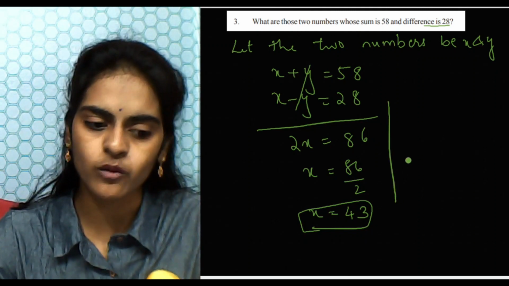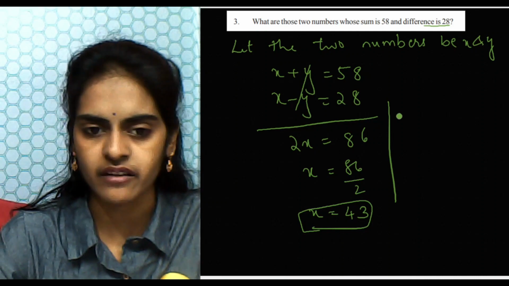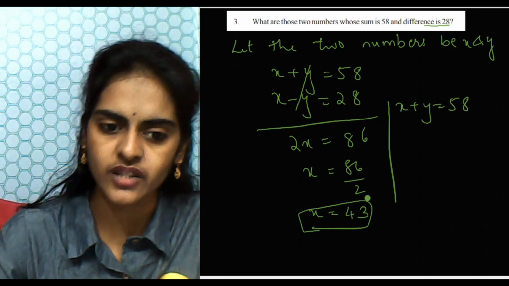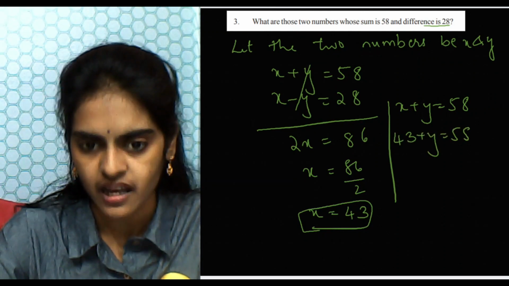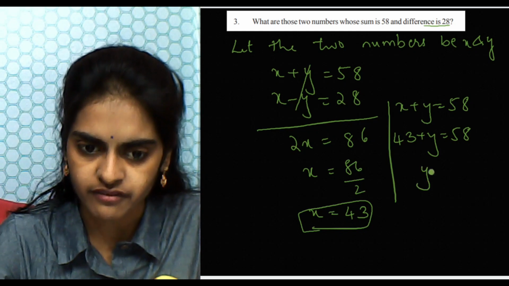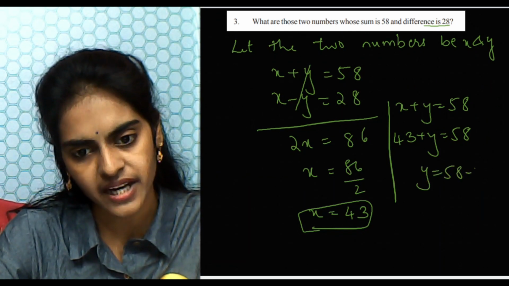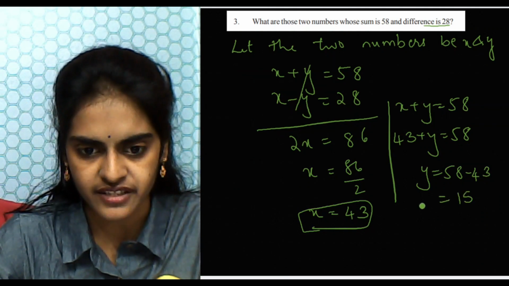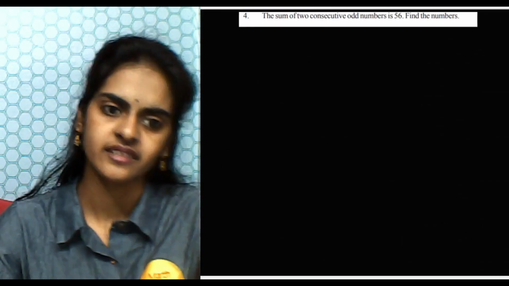Now what about y? You want the value of y also, isn't it? So take any of the equations. You have x plus y is 58. Substitute the x value here, so 43 plus y is 58. I want the value of y, so let me send this 43 to the other side. It becomes 58 minus 43. So what is the answer? It is 15. So y is 15. Okay, very simple, right? Next one.